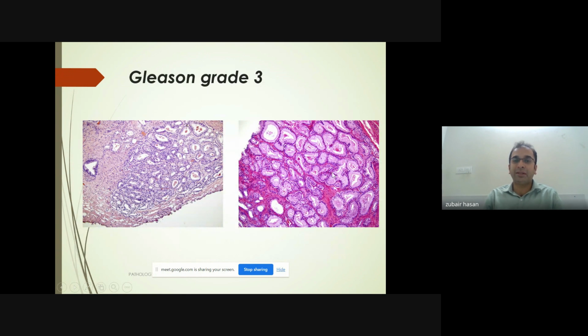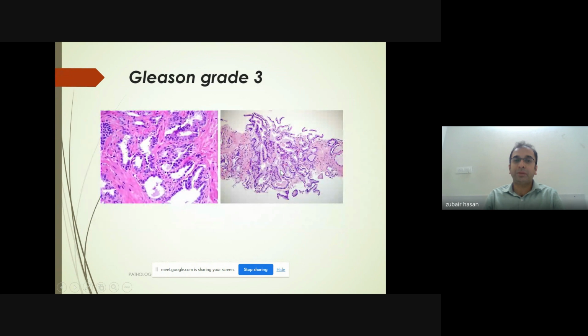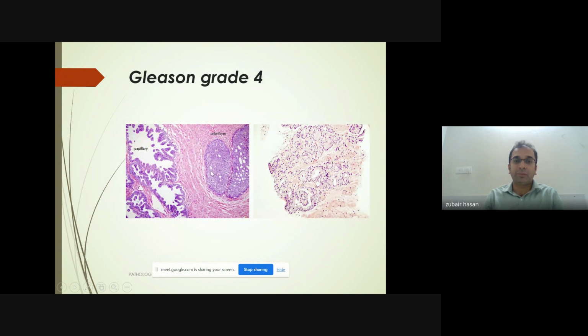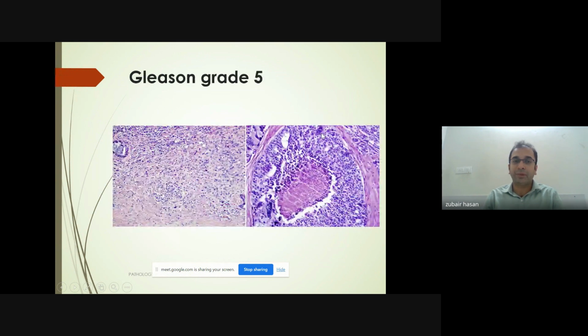This is the Gleason grade 3 pattern, another 3 pattern, and grade 4 fused glands I've seen here. Fused glands. Cribriform is a grade 4. Again, fused glands. Grade 5 has individual cells, small cells dispersed, or comedonecrosis type.